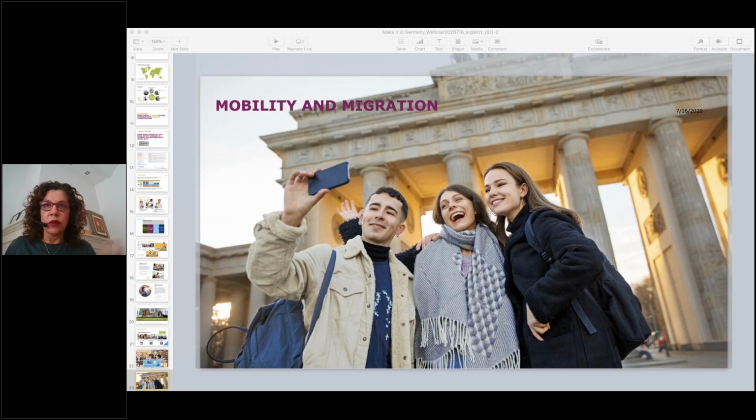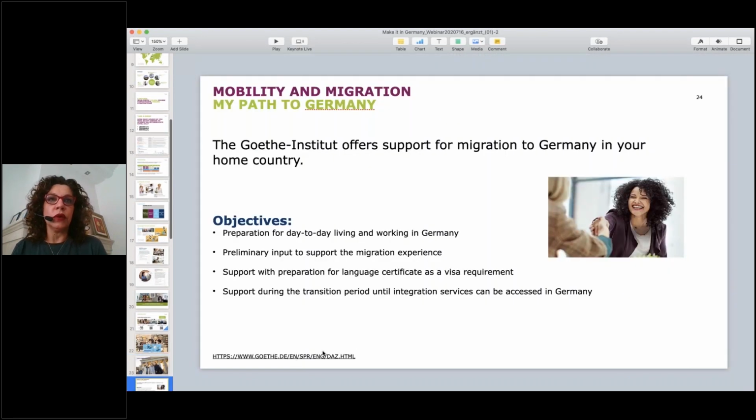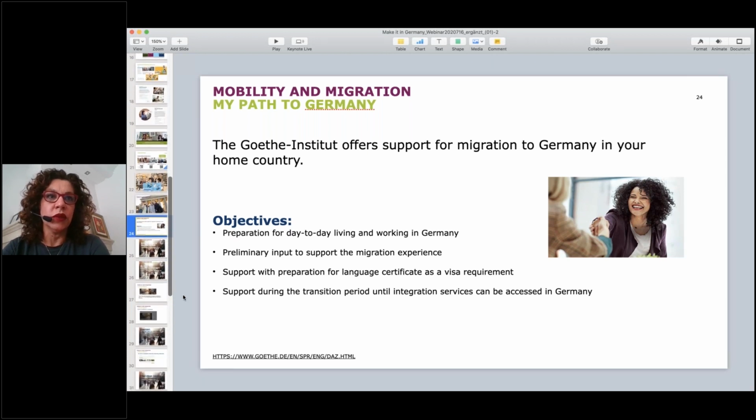So I said the word pre-integration. Next slide, Andrea, please. Pre-integration. Before you leave your home country, you have the possibility to be prepared for day-to-day living and working in Germany. There is a program at two regions, the Goethe-Institut at two regions in Southeast Asia and Southeast Europe. It is about a preliminary input to support the migration experience, to support during the transition period until integration services can succeed in Germany.